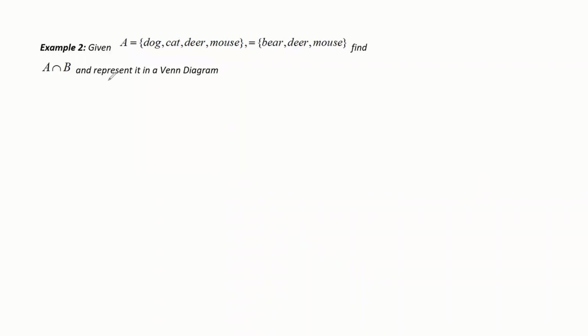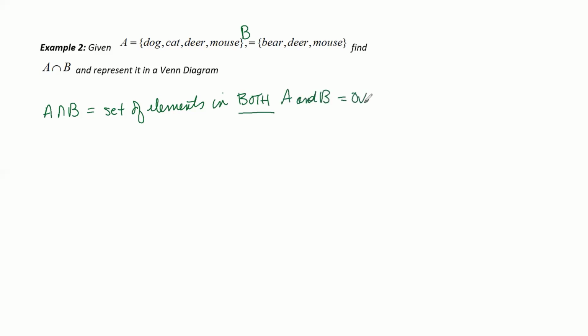Example 2. Given A is a set containing dog, cat, deer, and mouse, and B is the set containing bear, deer, and mouse, find A intersect B and represent it in a Venn diagram. A intersect B is the set of elements in both A and B. It's an overlap. If you think of it as a road, where two roads cross is called an intersection. It's where they overlap.